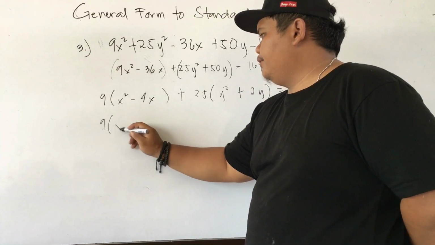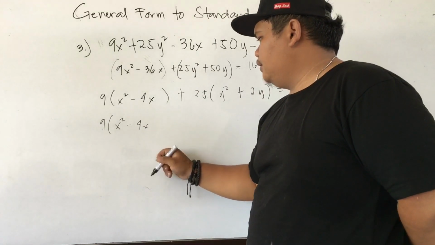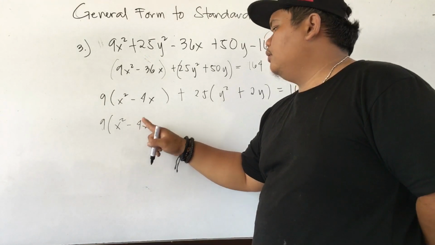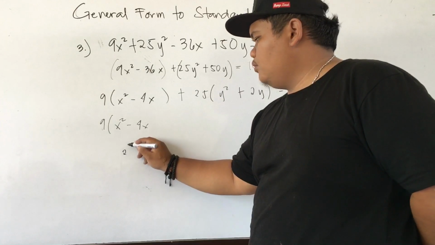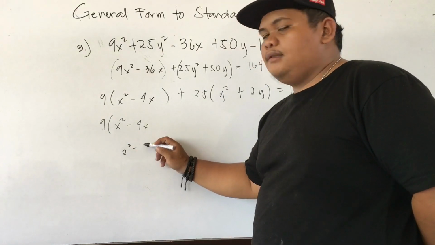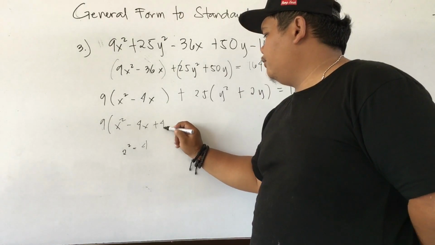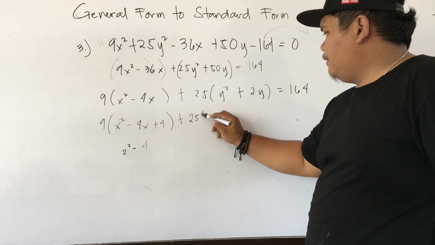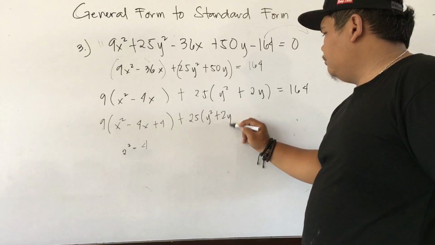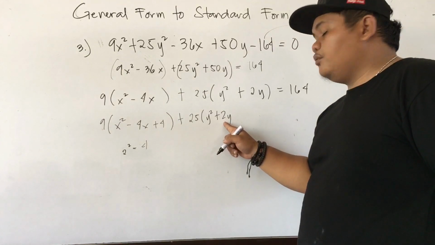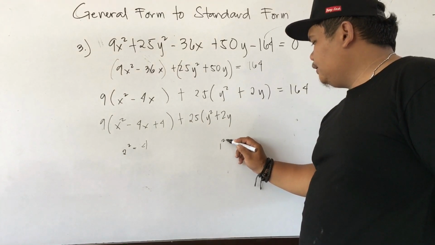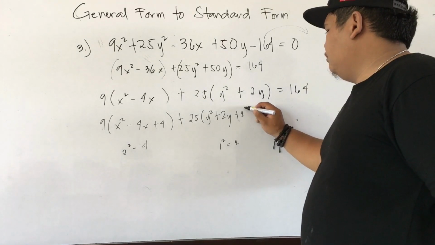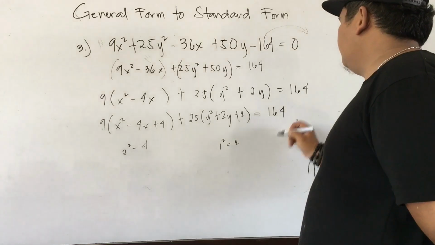So we have here 9 times x squared minus 4x. In completing the squares, we need to take half of the second term. The half of 4 is 2 and the square of 2 is 4. So we are going to add 4. Okay. Next, we have 25 times y squared plus 2y. To complete the square, we need to take half of 2. The half of 2 is 1, and the square of 1 is just 1. And we're going to add 1, equals to 164.